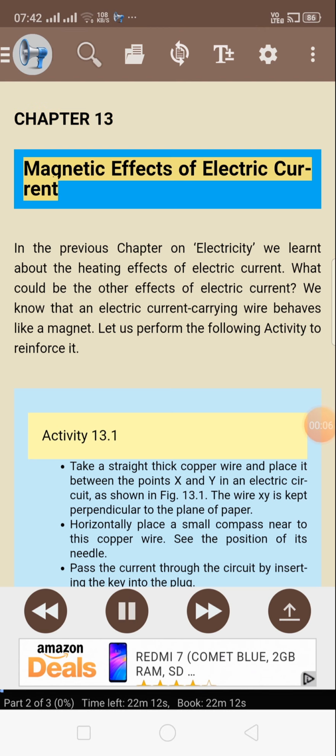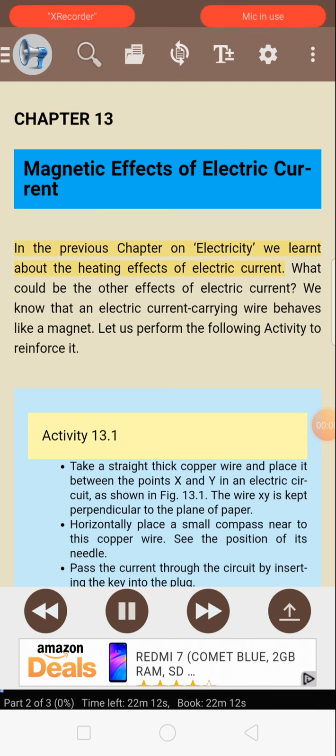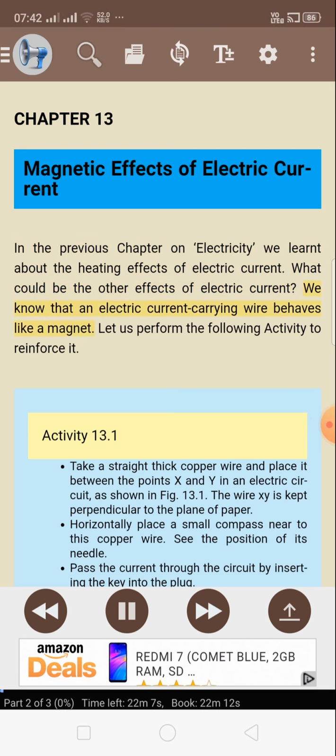Chapter 13. Magnetic effects of electric current. In the previous chapter on electricity, we learned about the heating effects of electric current. What could be the other effects of electric current? We know that an electric current carrying wire behaves like a magnet. Let us perform the following activity to reinforce it.